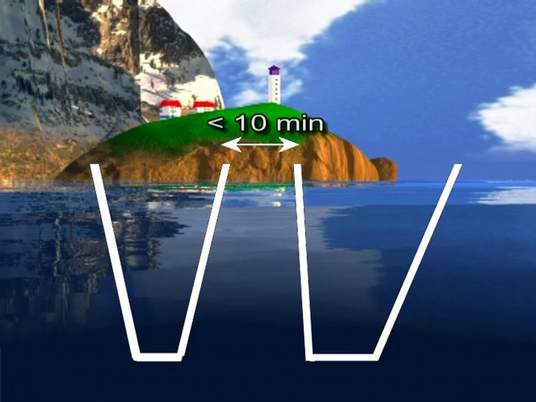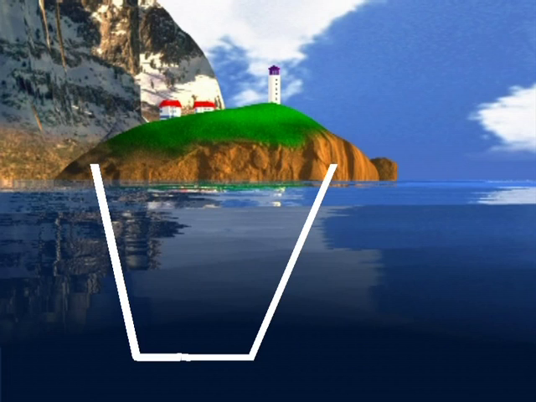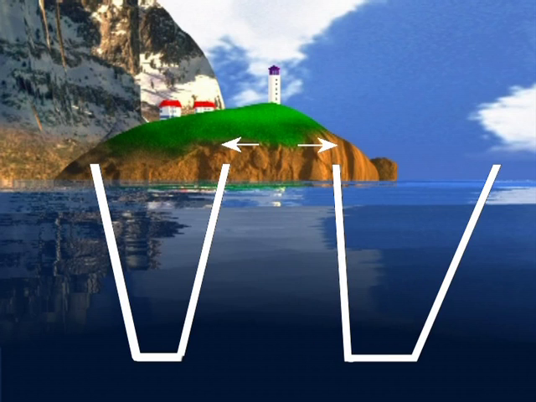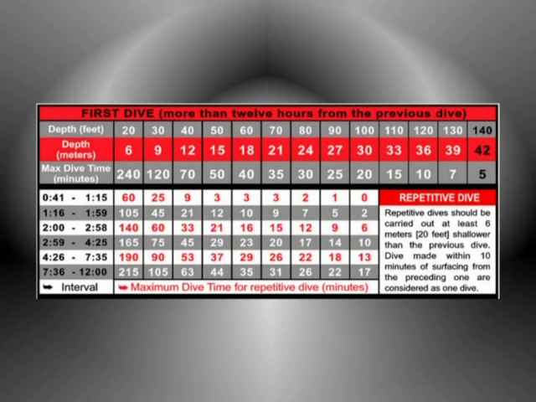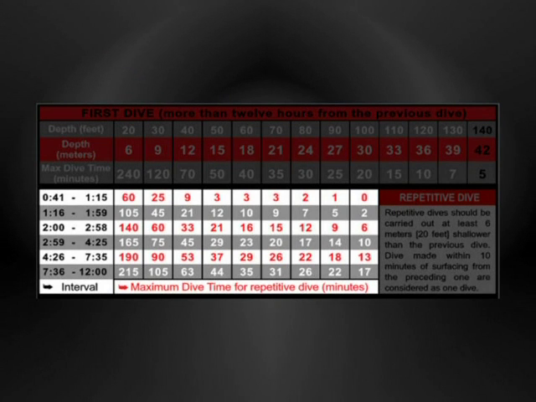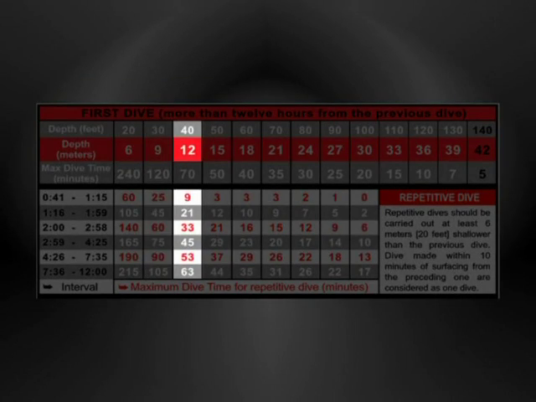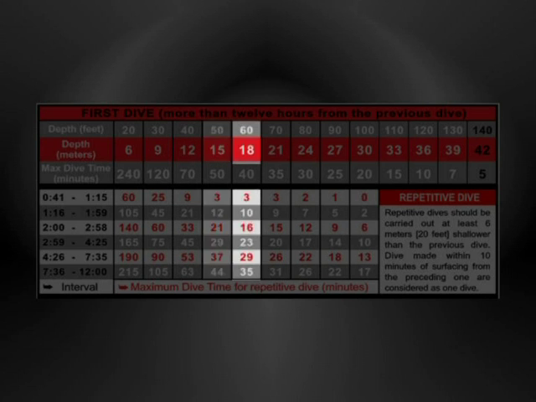If you stay on the surface for less than 10 minutes between the first and second dive, you can consider it as one single dive. If the surface interval is more than 10 minutes, you must use the table that refers to repetitive dives. Under the maximum dive times for the first dive, there are horizontal white and grey bands showing the surface interval times. The maximum dive time given for each depth is reduced to take into account the quantity of excess inert gases still dissolved in our body tissues.